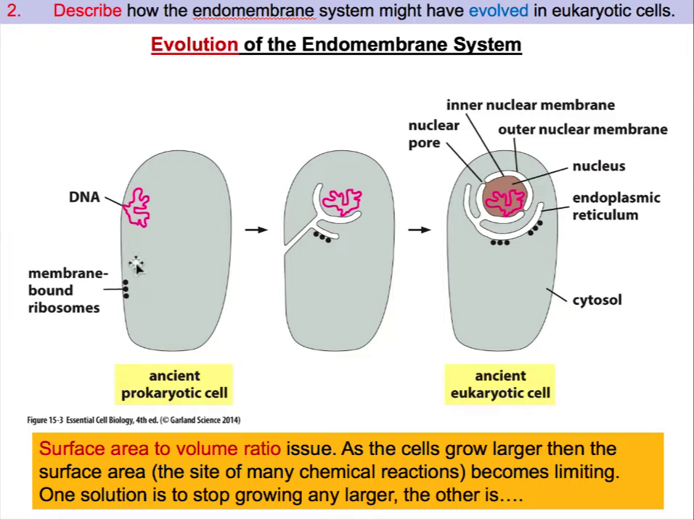But how did we get to modern day eukaryotic cells? Well, one theory is as the cells became larger, the membrane was not sufficient to support the biochemistry. There wasn't enough surface area to satisfy the needs of the volume of that cell. So that's what we have as the surface area to volume ratio. And if you recall in Bio 2, we spent a considerable amount of time looking at this conundrum of the surface area to volume ratio.